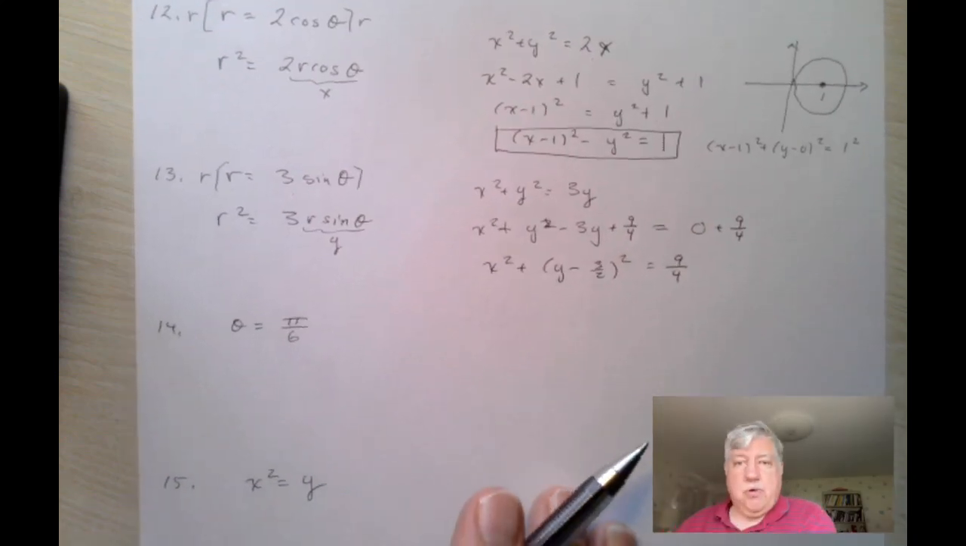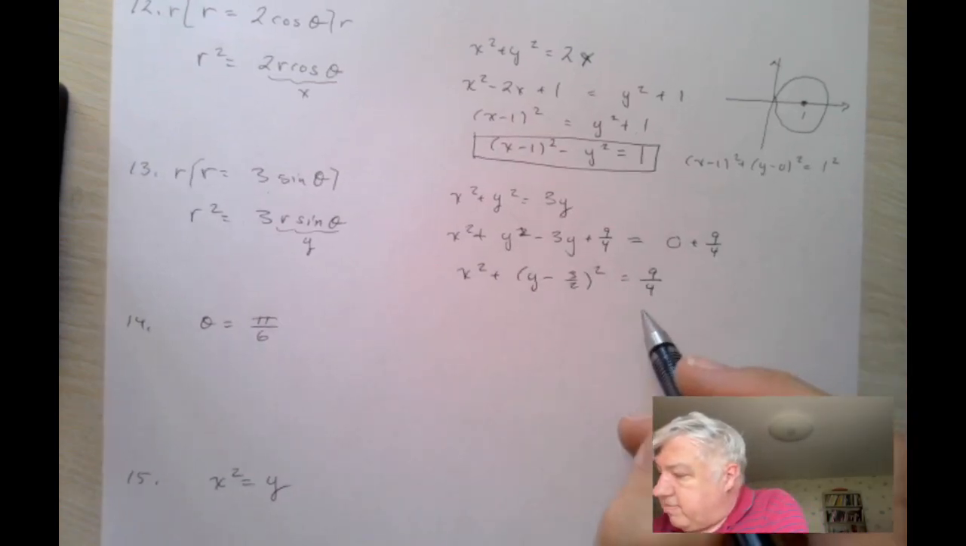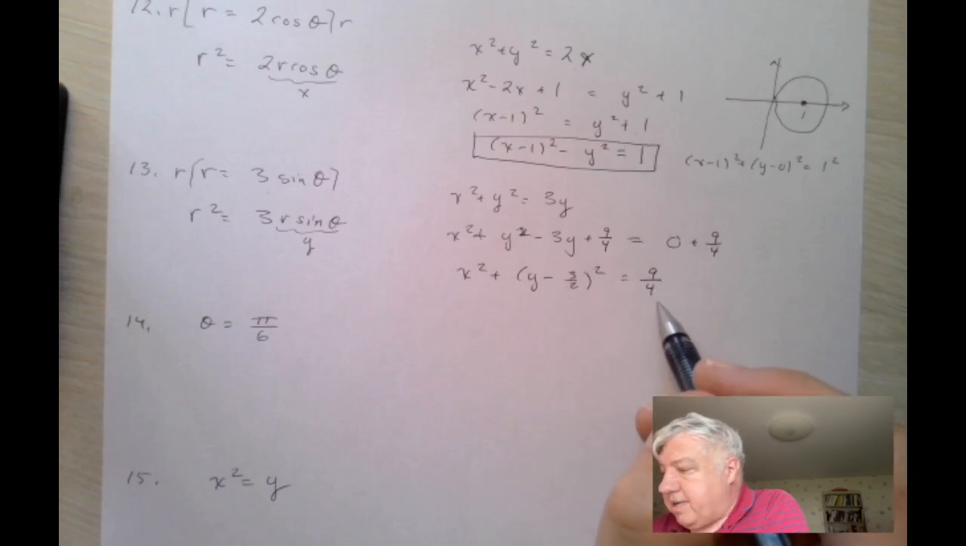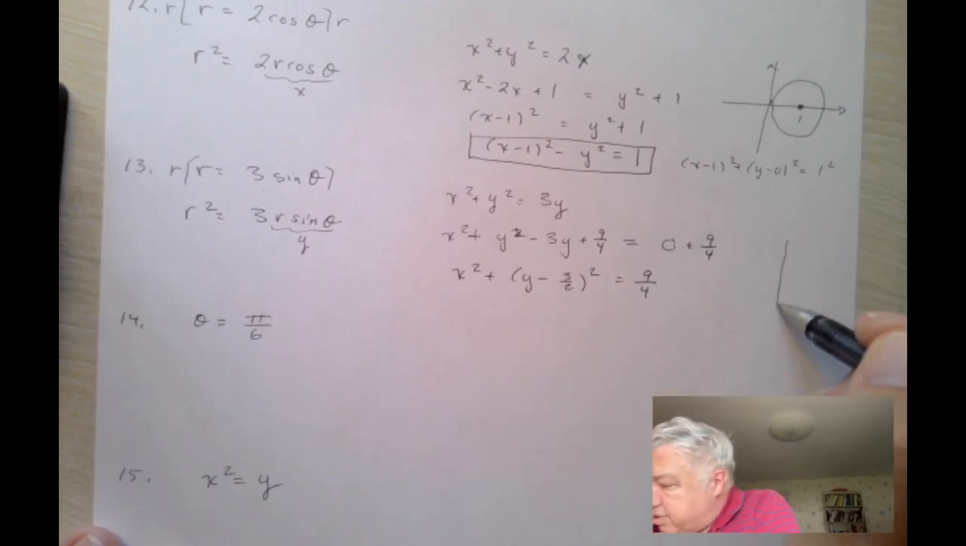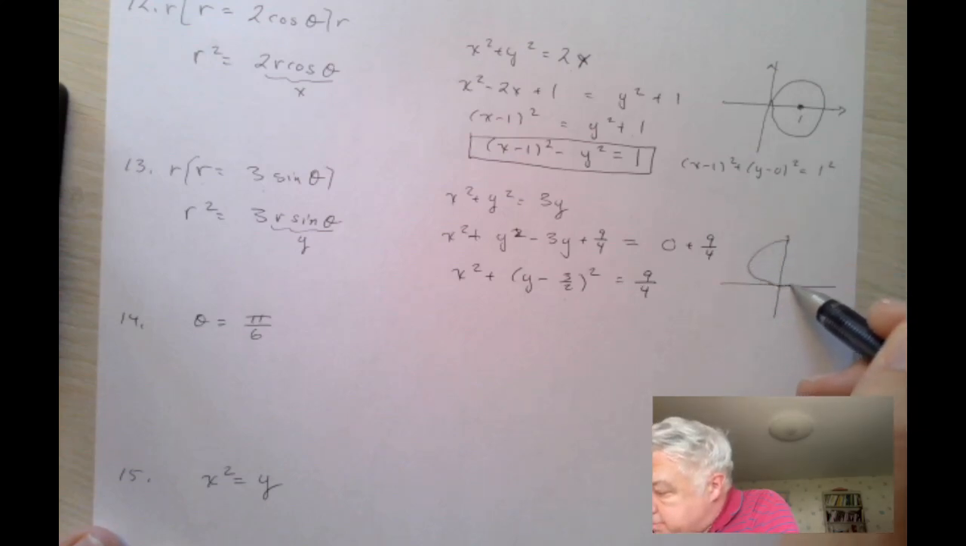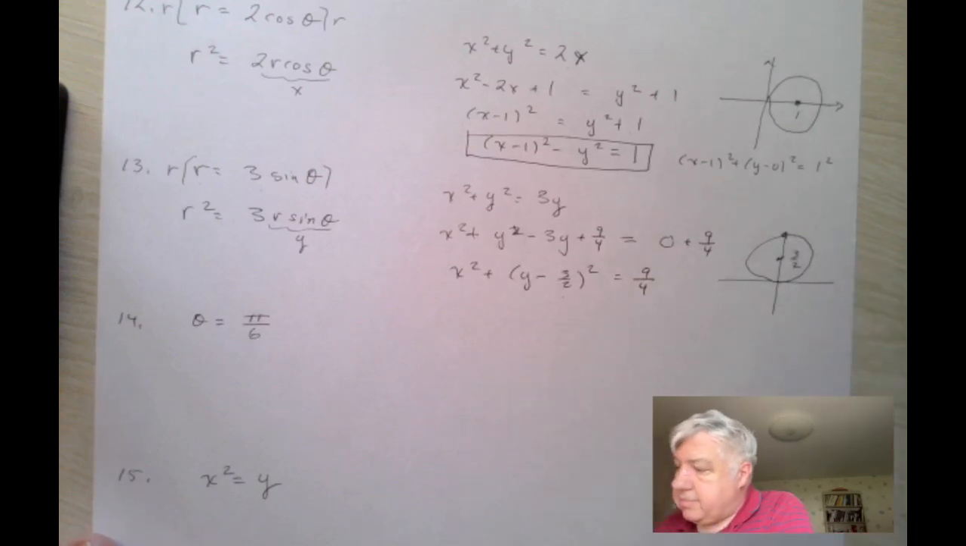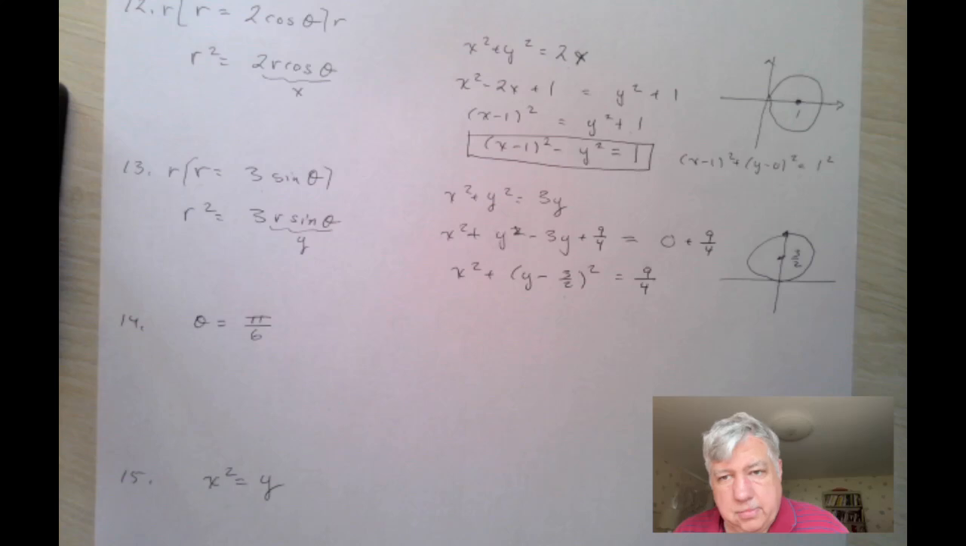So this is a circle again, a different circle. The center is (0, 3/2), and the radius will be 3 halves. So it will look like this. That's what this circle would look like, just by completing the square and knowing the equations of circles.